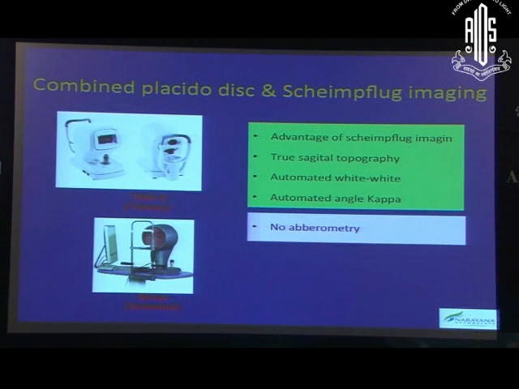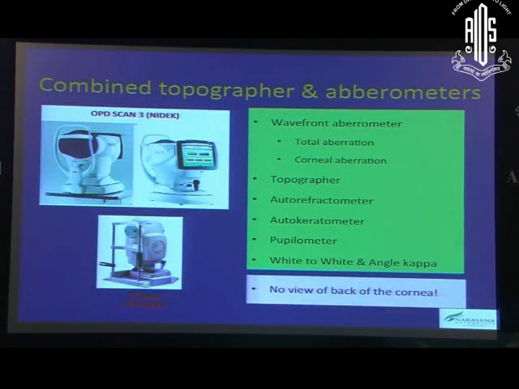Well, there are different topographers which have come into the market recently where they use the elevation based topography and combine it with the Placido based topography, something like TMS5 or Sirius. Their advantage, well, they are actually showing the real elevation based topography as well as the real Placido based topography, because it's not a simulated one, what we have in Pentacam. However, it does not tell you about the aberration.